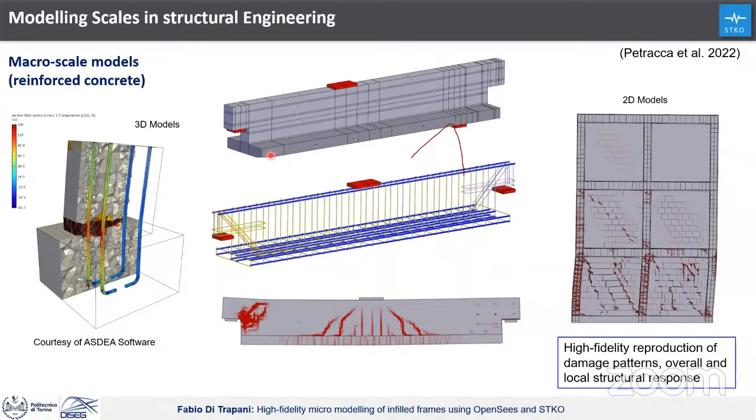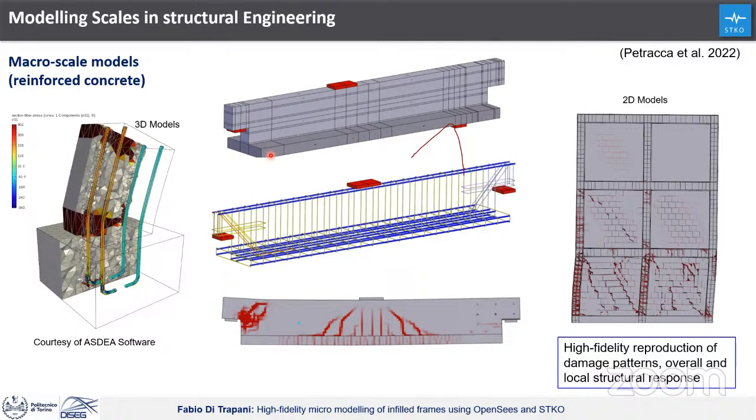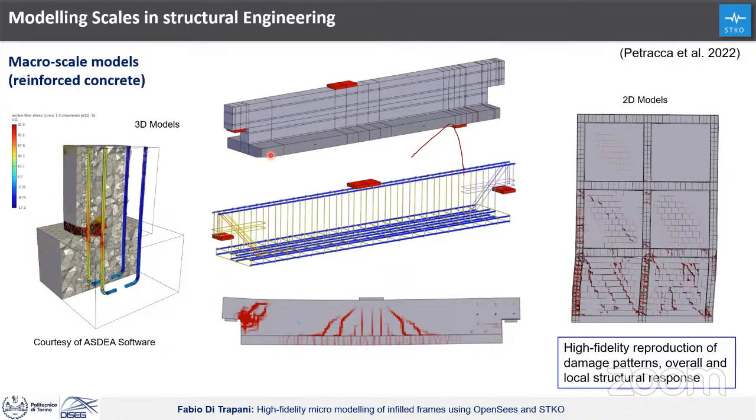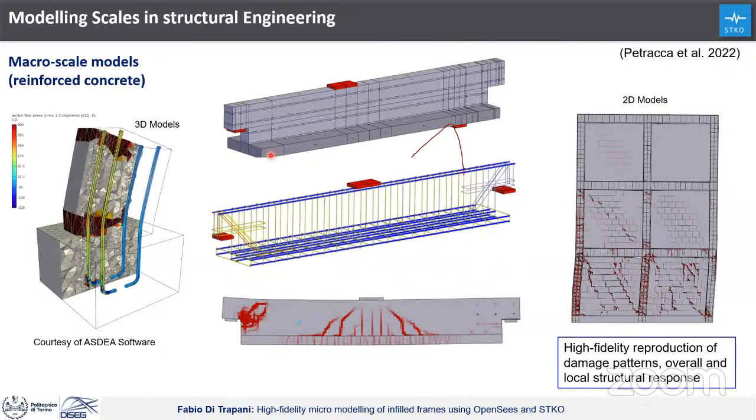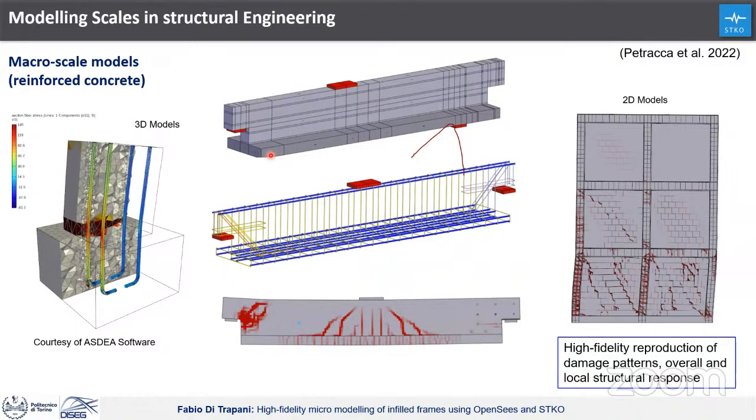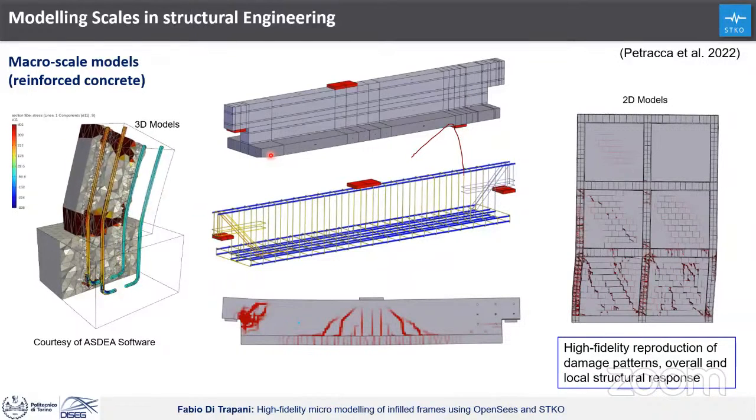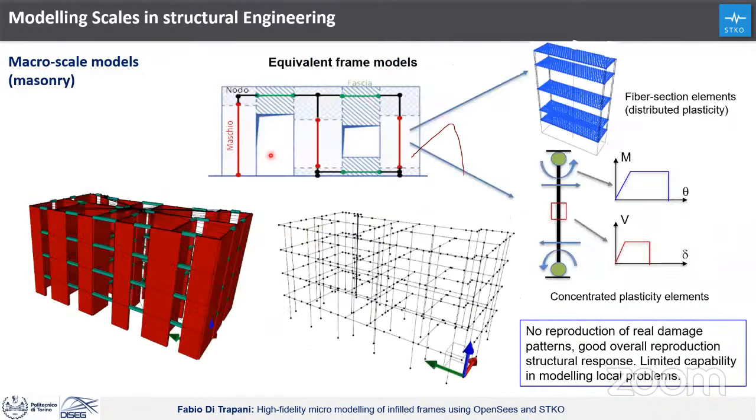These models can also be 2D models, like the one that we will discuss in detail later, the one on the right, modeling infill-frame interaction. But in this case, as you can see, we have a high-fidelity reproduction of the damage pattern, and we can see again the overall and the local structural response.